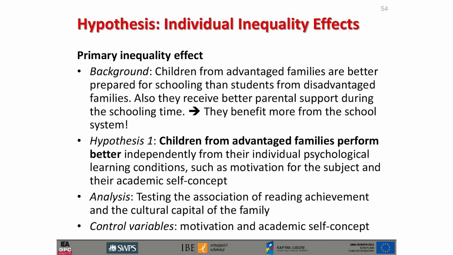So the hypothesis on the primary inequality effect: the background is that children from advantaged families are better prepared for schooling than children from disadvantaged families, and they receive better parental support during the schooling time. So they benefit all in all more from the school system. And the hypothesis is that children from advantaged families perform better independently of their individual psychological learning conditions, such as motivation for the subject or their academic self-concept. And again, this is on the society level, so it doesn't apply to a particular child.